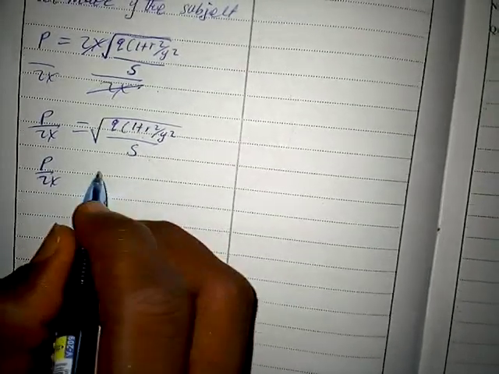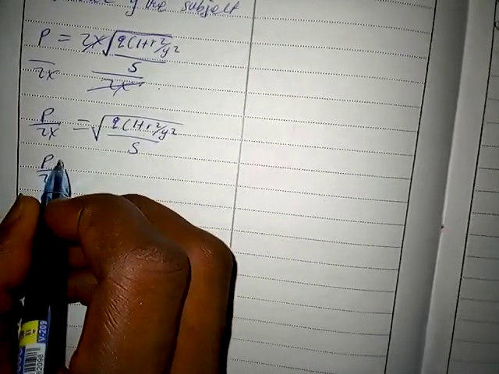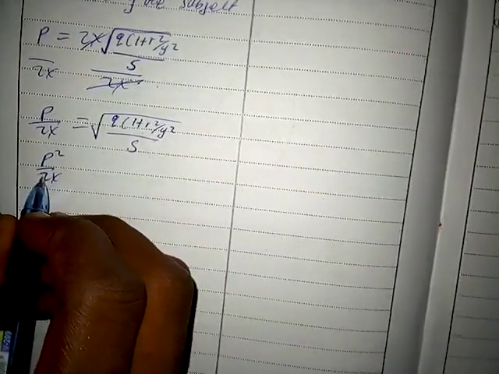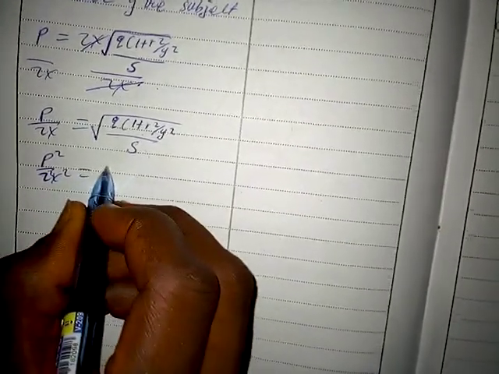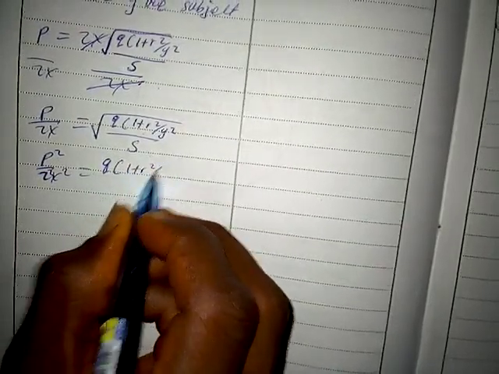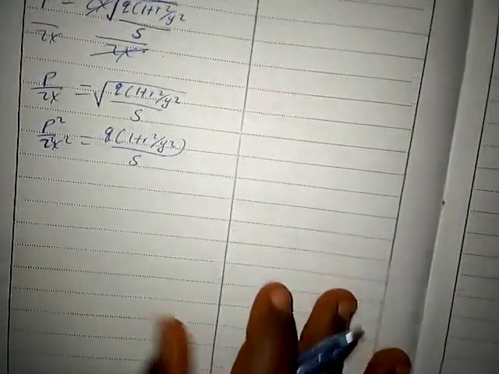Now we remove the root. How are we going to remove the root? By squaring the other side of the equation. Here is supposed to be p square, here 2 square, here x square, is equal to Q upon 1 plus r square upon y square, all divided by S.